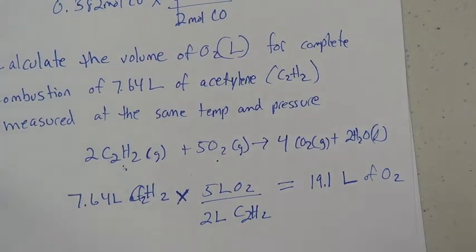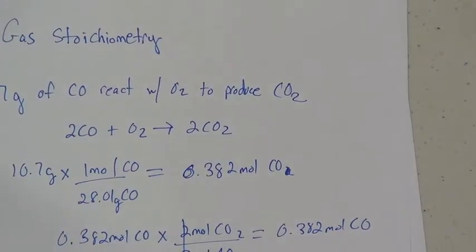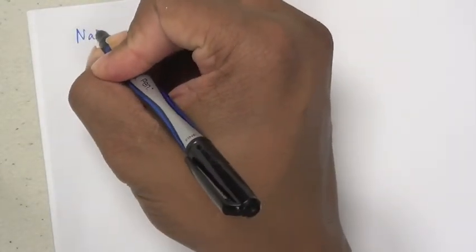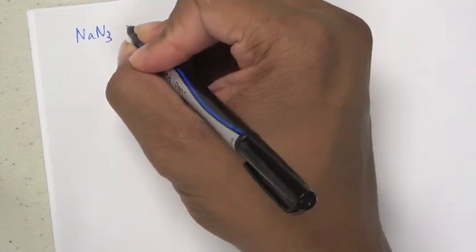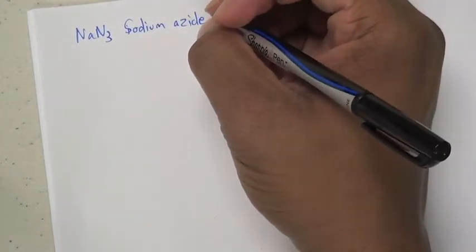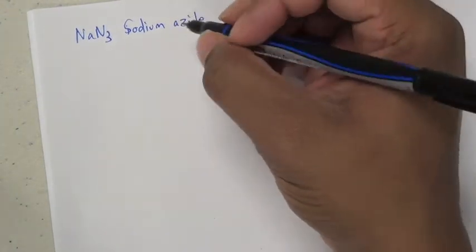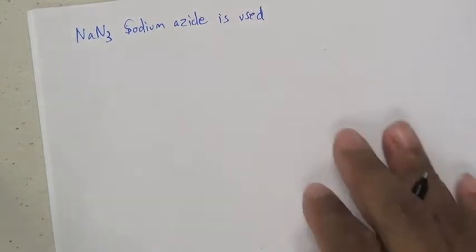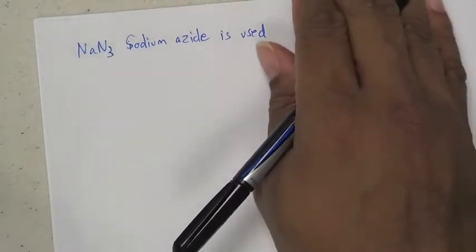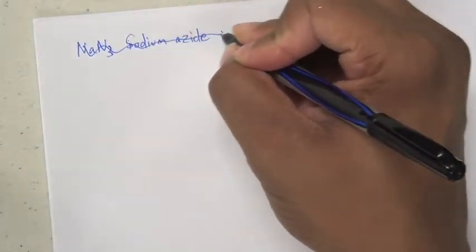Let's do another stoichiometry problem. We're actually going to do two more. Okay, so it says... I'm trying to see how not to have to write all this, but I guess I have to. Sodium azide is used... scratch that. I think I can go here.